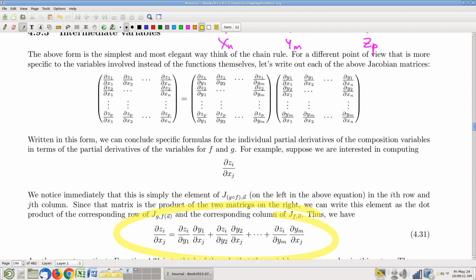So which one of these is better kind of comes down to, well, what are you really interested in? If you need to understand the whole Jacobian of the composition, this is really nice. The matrix product does all the bookkeeping for you. It keeps track of what goes where and eventually gets multiplied by what.